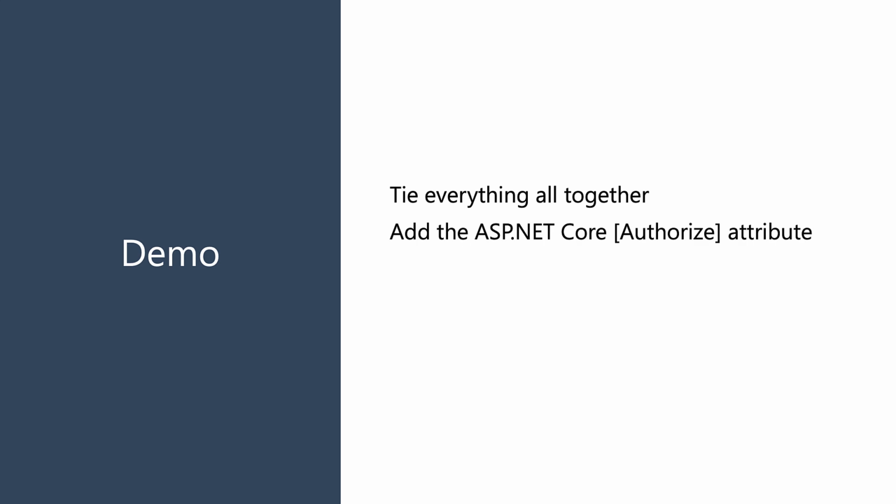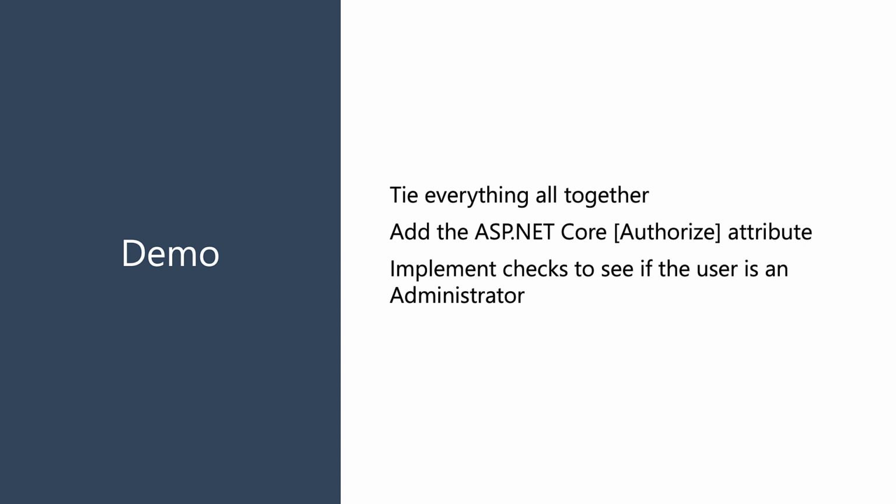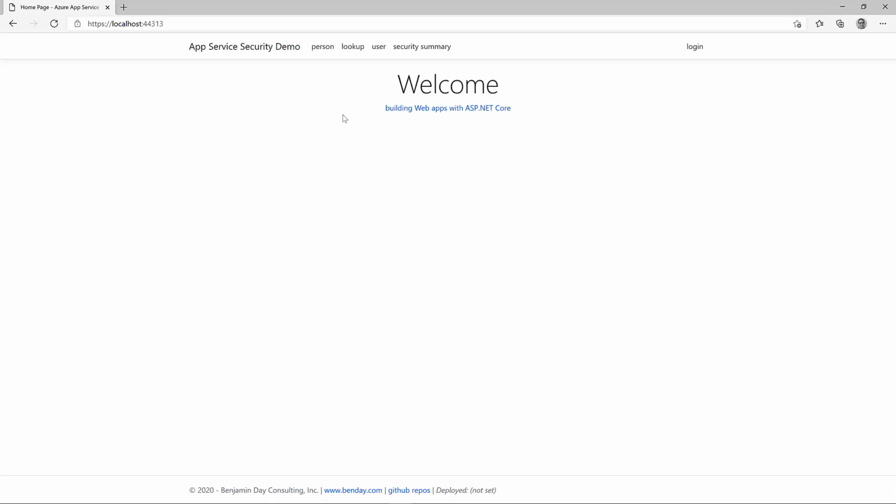Okay, for this last demo on security, I'm just going to tie everything together, and I'm going to show you how you can use the ASP.NET Core Authorize attribute to implement checks to see if a user is a member of the administrator role. All right, here we are in the application, and we are not logged in right now.